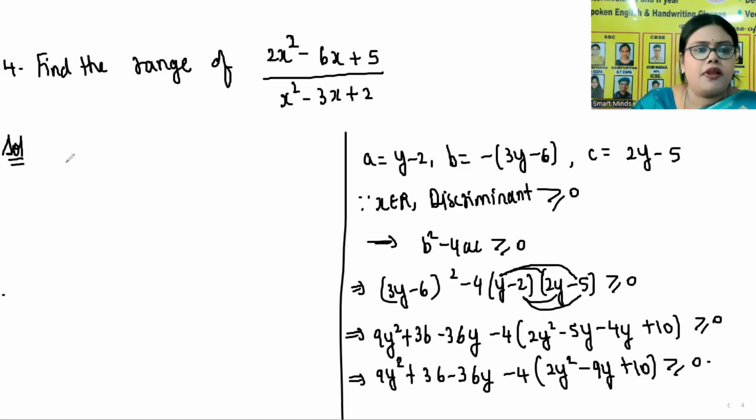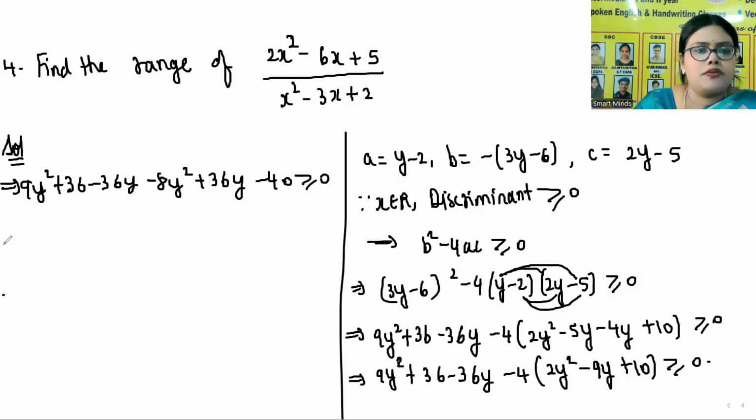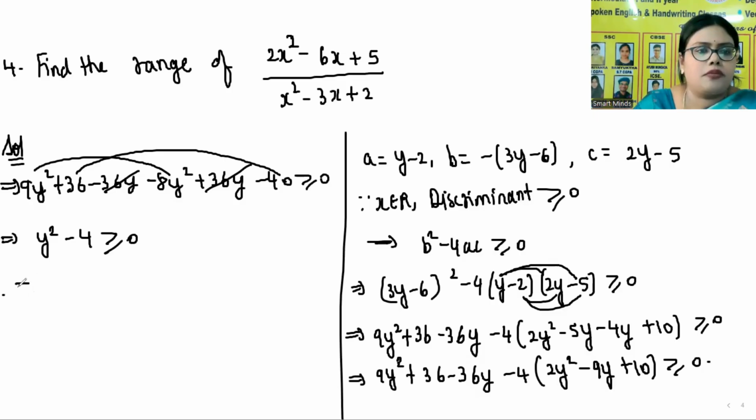Now we need to simplify this further. So we get 9y square plus 36 minus 36y minus 8y square plus 36y minus 40 greater than or equal to 0. Now 9y square minus 8y square is y square. Minus 36y plus 36y get cancelled. Plus 36 minus 40 is minus 4 greater than or equal to 0. So if I split it, we can write y plus 2 into y minus 2.